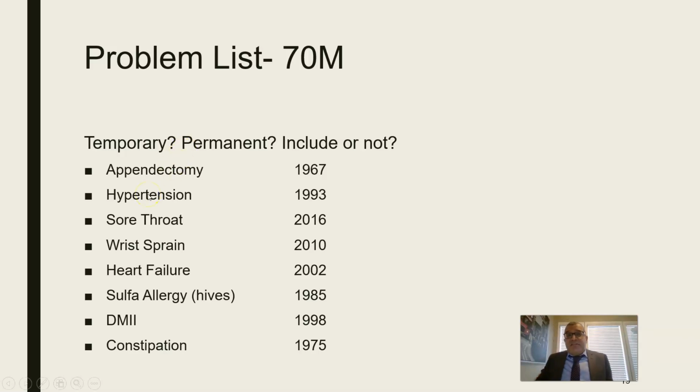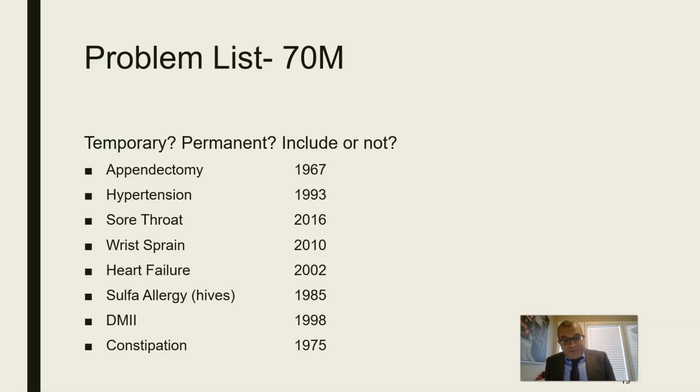Hypertension 1993, and the patient still has hypertension, like having high blood pressure, or maybe it's under control, but still, it's a permanent problem, and probably it must be included. The patient had a sore throat in 2016. No, I'm not going to include that unless the patient has ongoing sore throats from some other illness. Wrist sprain 2010. It's temporary, I will not include. Heart failure. Yes, it's a permanent chronic illness, and you must include it.